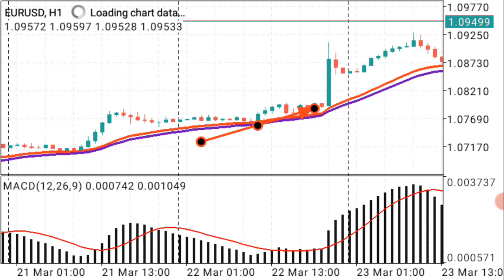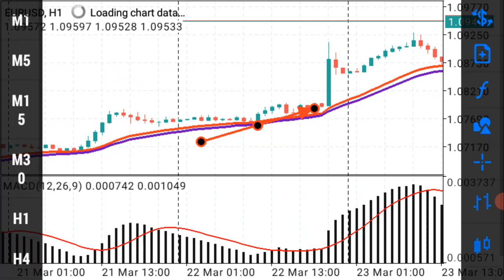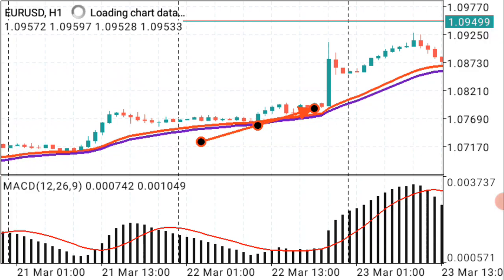So now let us talk about the strength, looking at the MACD and the moving average. What you have to do is to have at least two moving averages, not more, and the MACD. In this case, I'm using the standard settings 12, 26, 9.